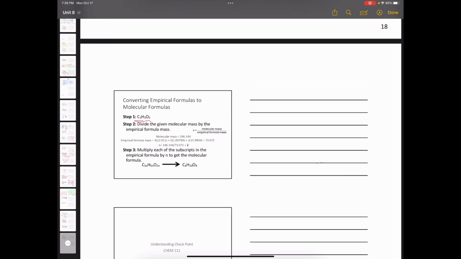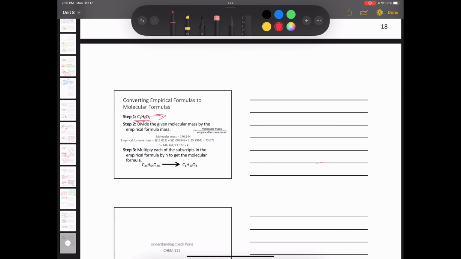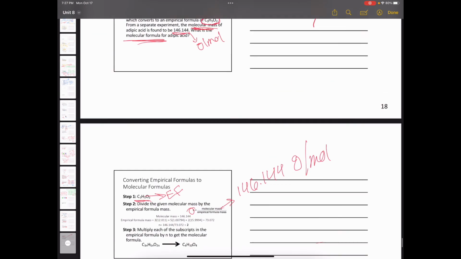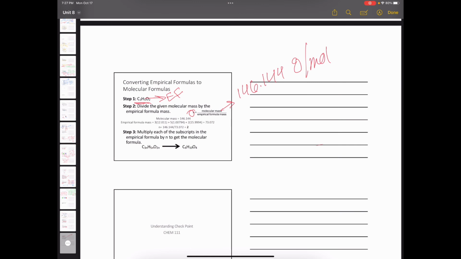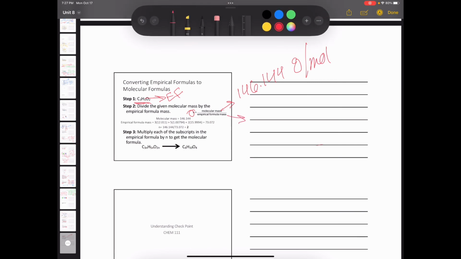So this is the empirical formula. In order to really figure out what is the molecular formula, we need to calculate the number n, which is the molecular mass divided by the empirical formula mass. The molecular mass has already been given, which is 146.144 grams per mole. The empirical formula mass, however, needs to be calculated.